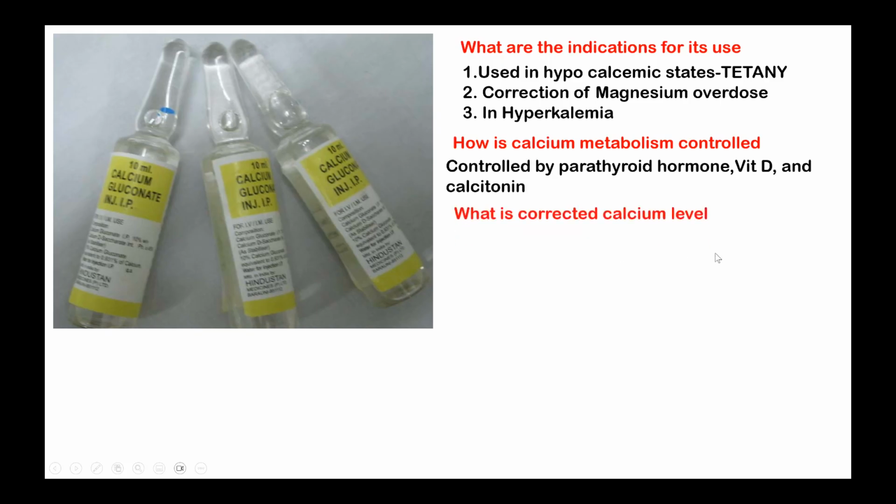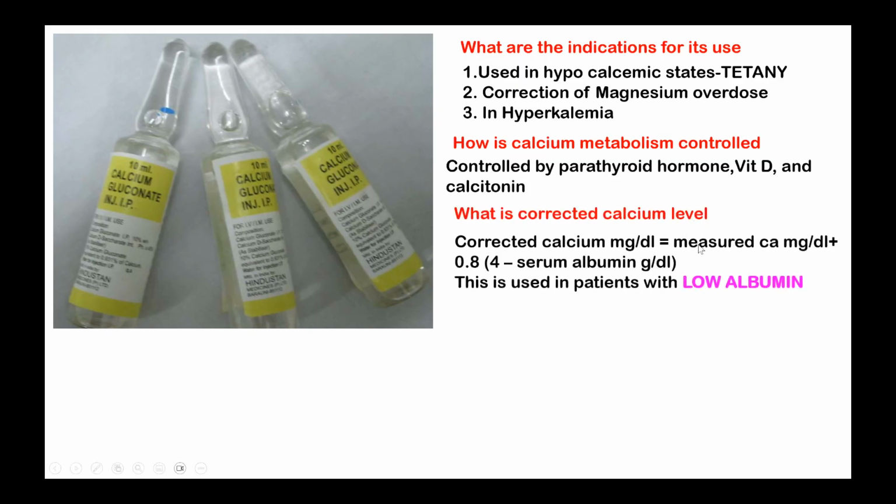What is corrected calcium level? In patients with low albumin, the calcium that we measure directly may not be normal. So corrected calcium is calculated as the measured calcium plus 0.8 times (4 minus serum albumin). Right? 4 minus serum albumin. That is called the corrected calcium. So it has to be done in all patients who have a low albumin level. This has to be done. What are the actions of calcium in the body?